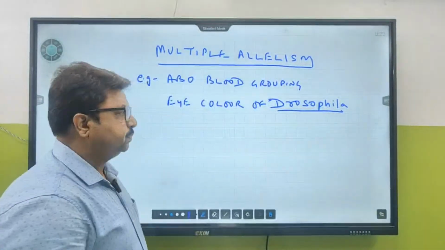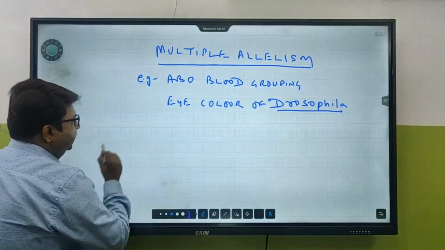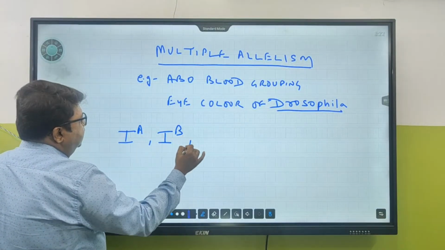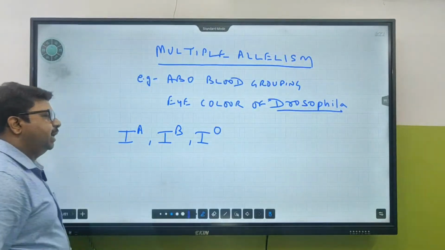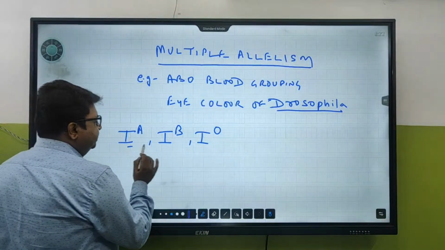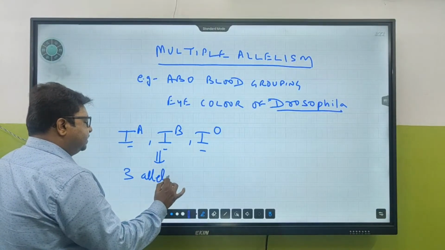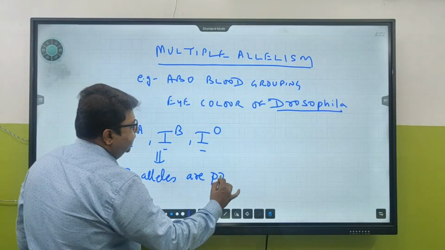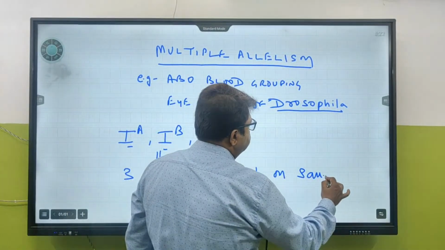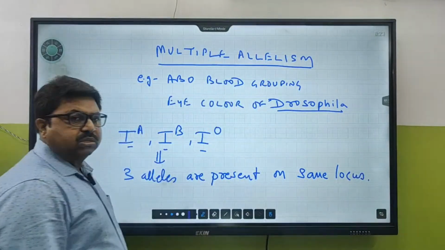Now, under ABO blood grouping, what we are going to study. There are three alleles: IA, IB, and IO. These three alleles are present on the same locus or different locus? Same locus. Three alleles are present on the same locus.